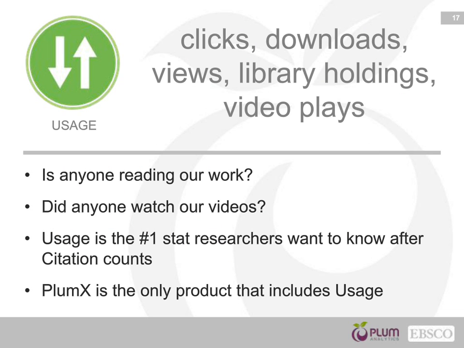This is when someone has clicked on it, downloaded it, viewed it, through our partnership with OCLC, whether a library holds that book, whether the video has been played. These are all good proxies for the usage. And if you ask a researcher beyond citations, what do you care about the most? Their number one answer will be, well, did anyone actually read what I wrote or view what I produced? So including usage at the article level is something that's critical for being able to tell that full picture of impact.